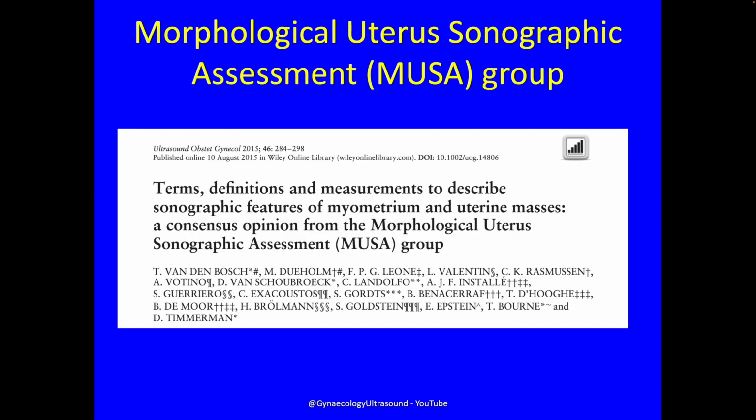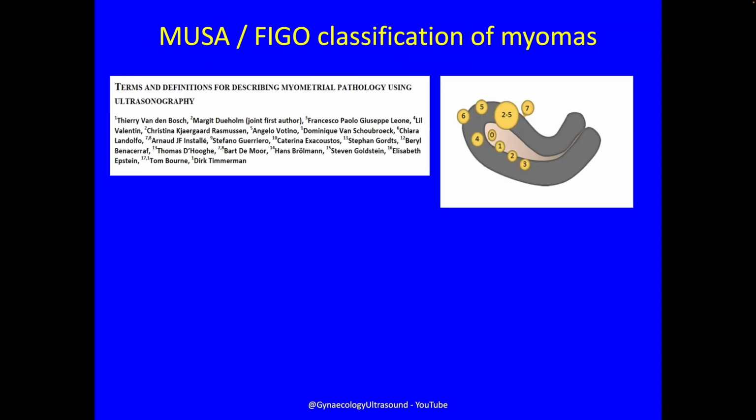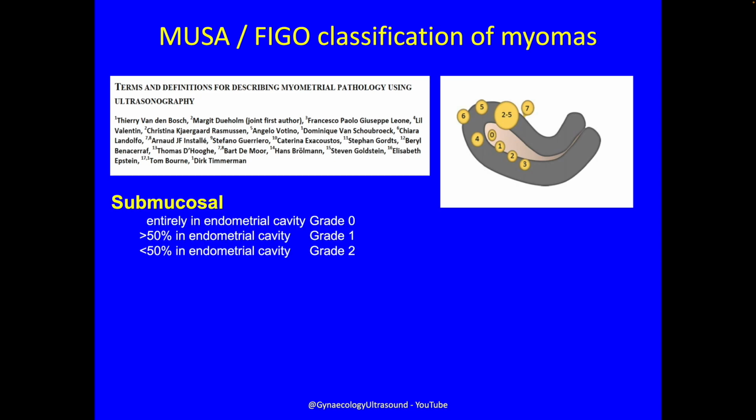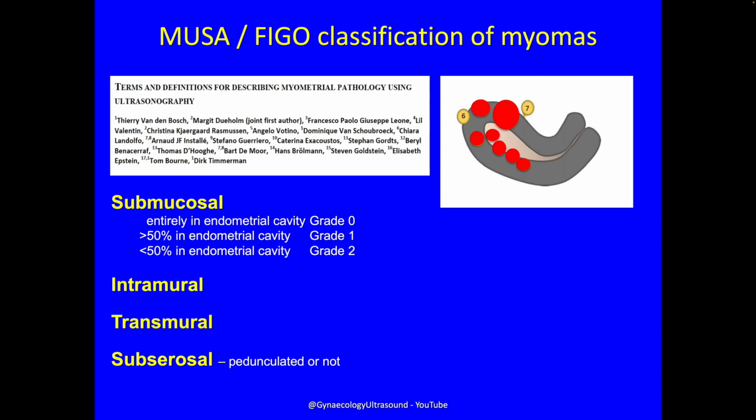Fibroids. These were described very nicely by the MUSA group, and they used the FIGO classification of myomas, separating them, of course, into submucosal, where it's a fibroid polyp. More than half present in the endometrial cavity is a grade 1 submucosal fibroid, less than half in the cavity grade 2, or it might be just in contact with the endometrial cavity. Intramural fibroids surrounded by myometrium, a transmural fibroid extending all the way through, and then the subserosal fibroids, whether they are more or less in contact with serosa or pedunculated.